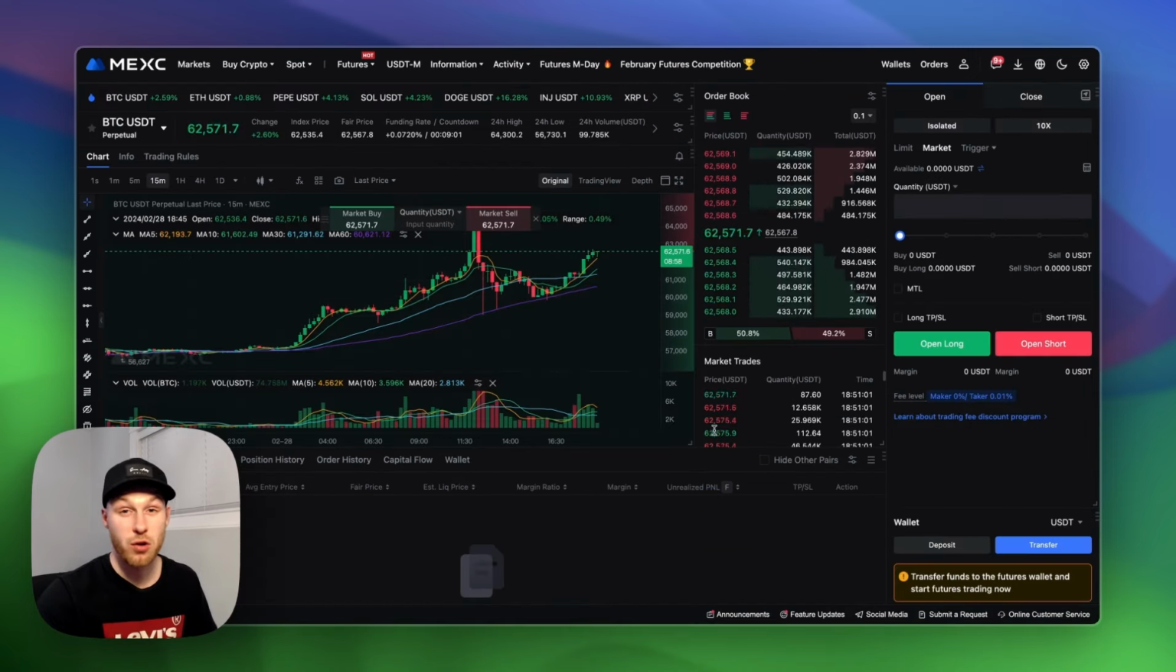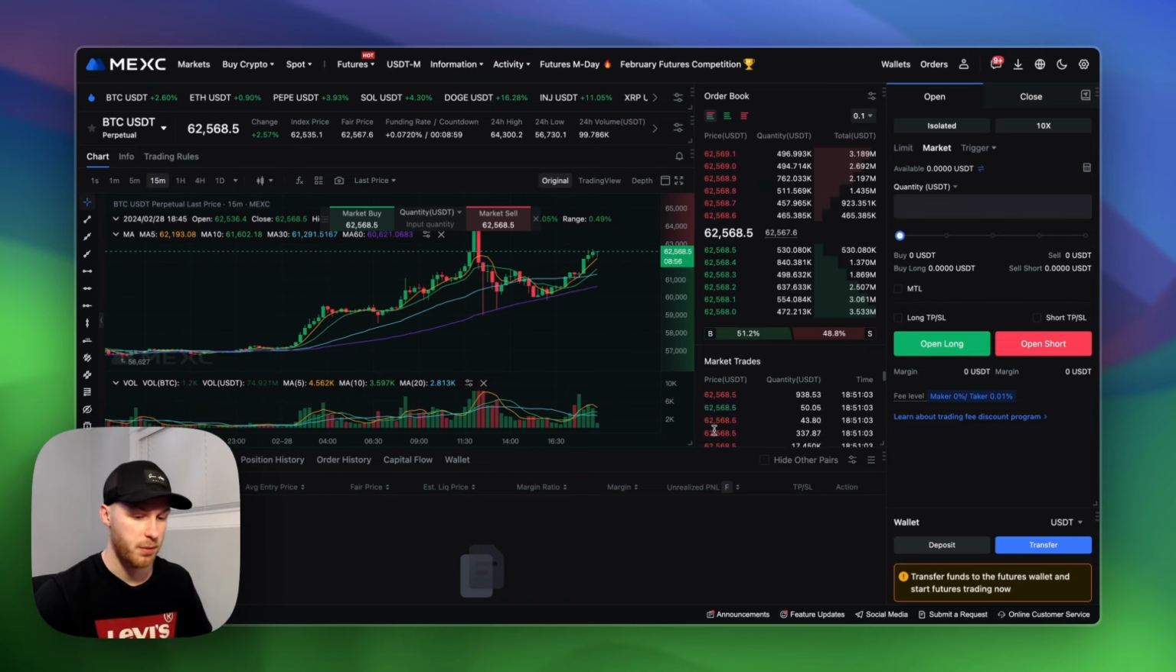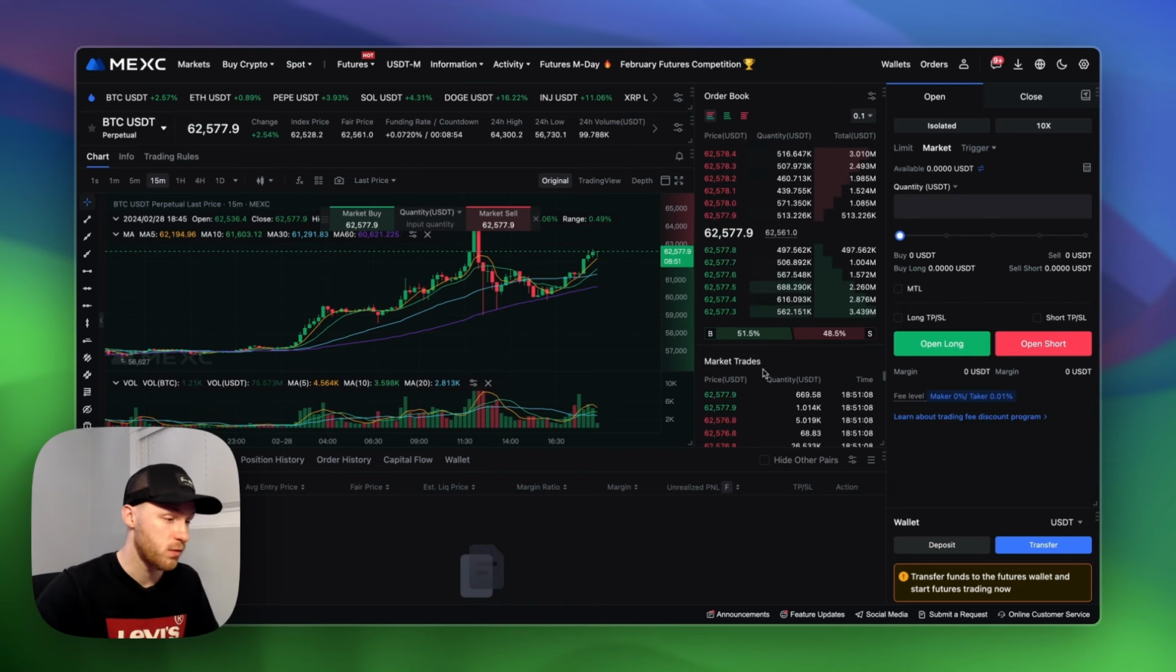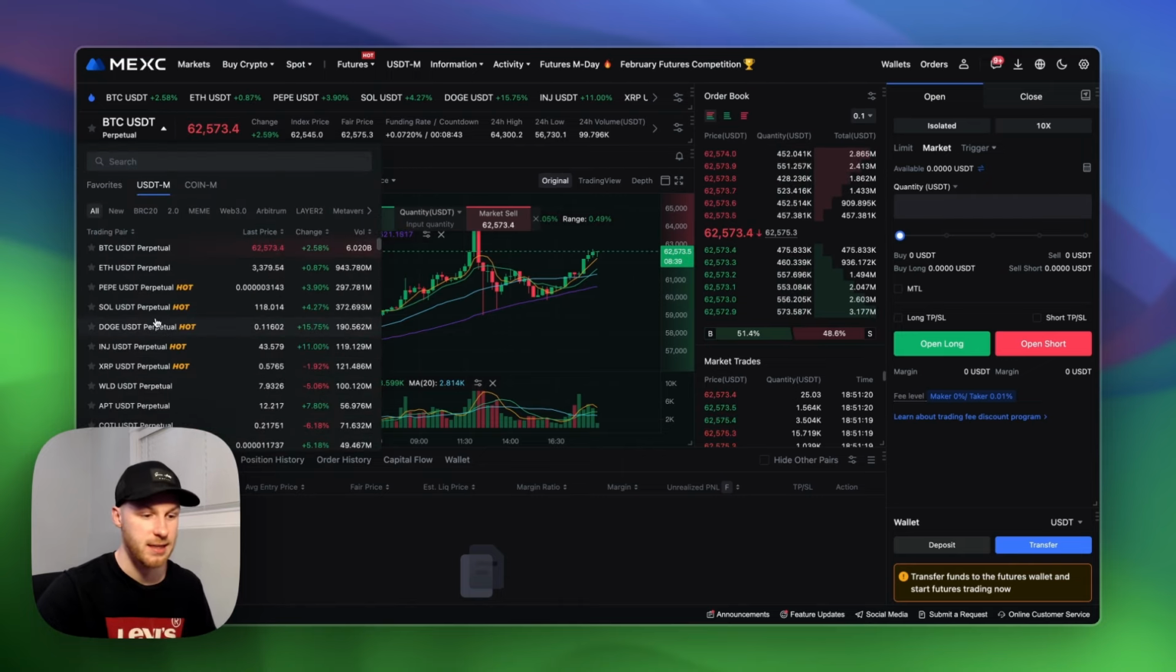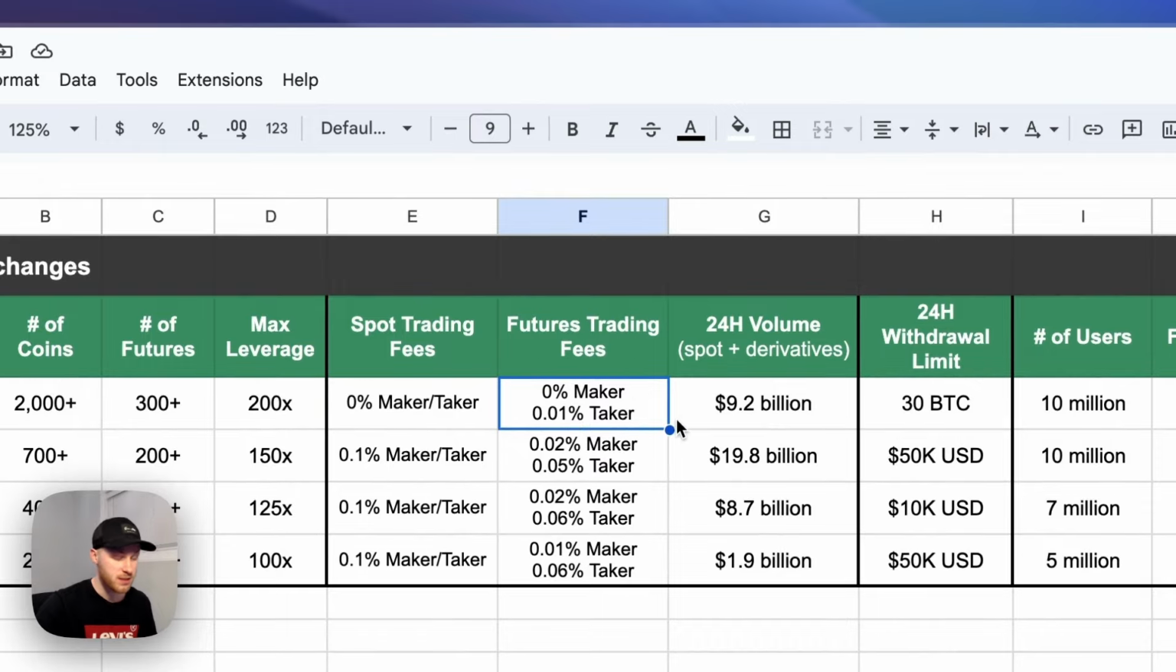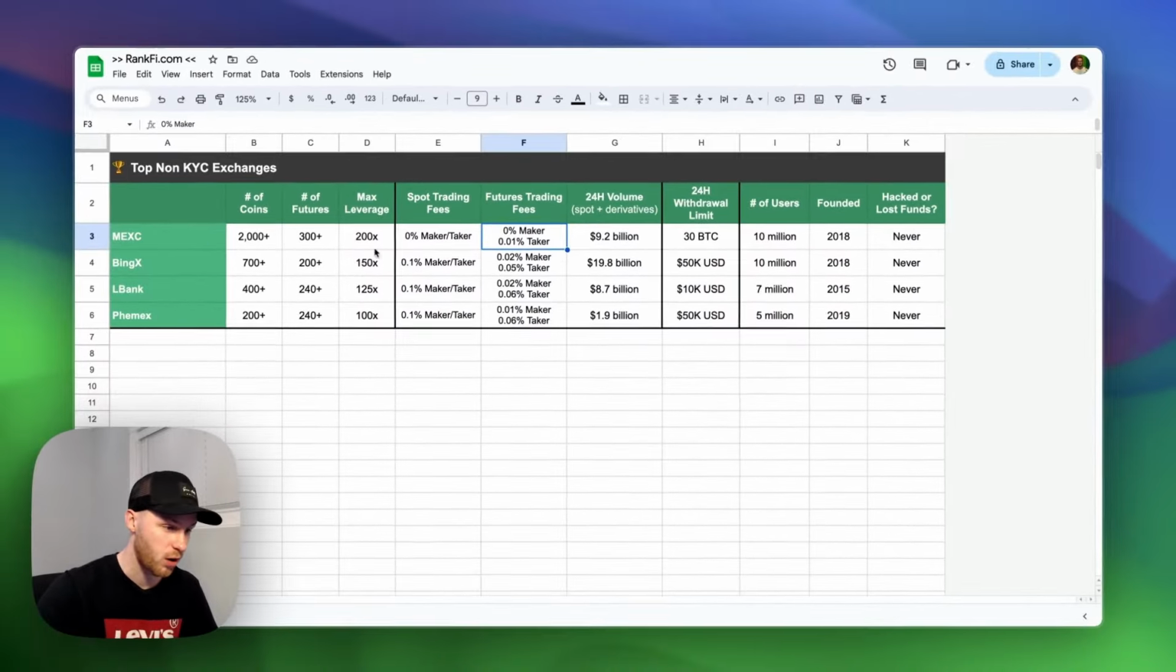MEXC also has crypto futures, which is really popular. If you want to trade leverage responsibly, they have over 300 crypto futures trading pairs with up to 200x leverage. And if we go back to this list, they have the lowest futures trading fees on the market that I've been able to find so far for such a large exchange.